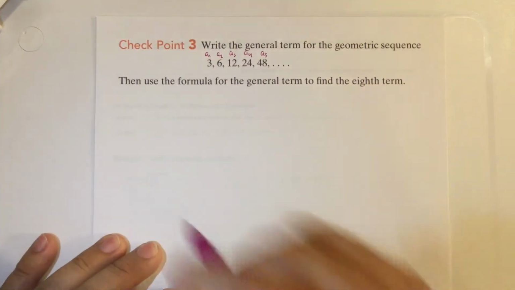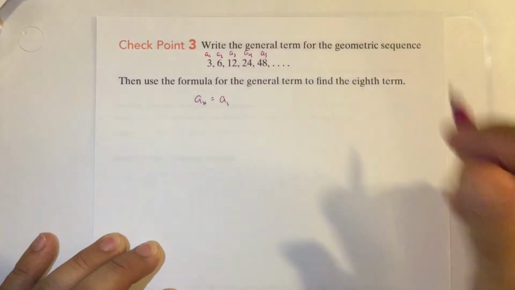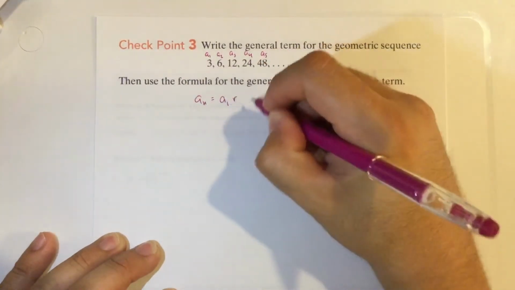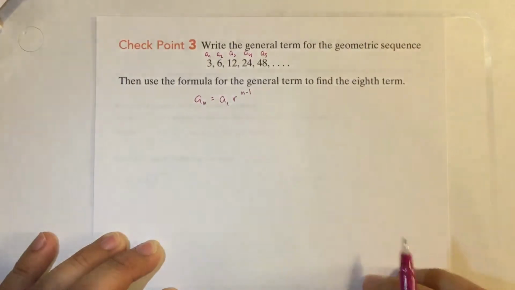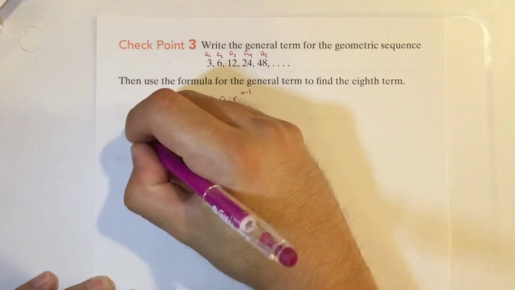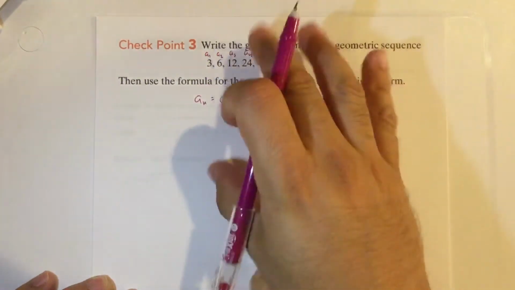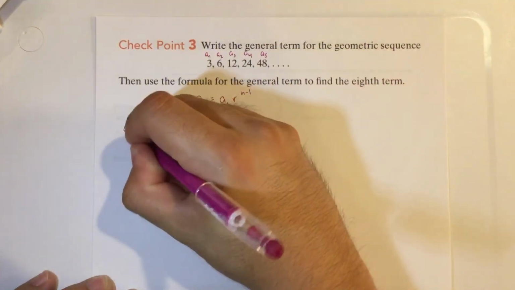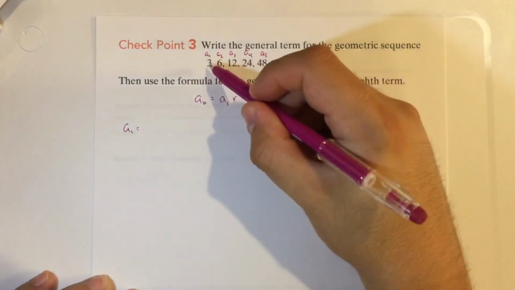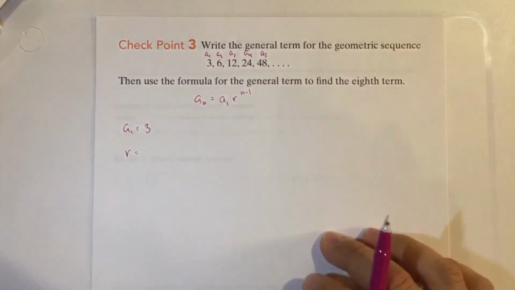Okay, so first we know the formula is a sub n equals the first number times the common ratio to the n minus 1. So here they're asking us to find the eighth term, but let's go ahead and just find this first stuff. So a sub 1, my first term in this sequence, is 3. Then I have the common ratio of r.